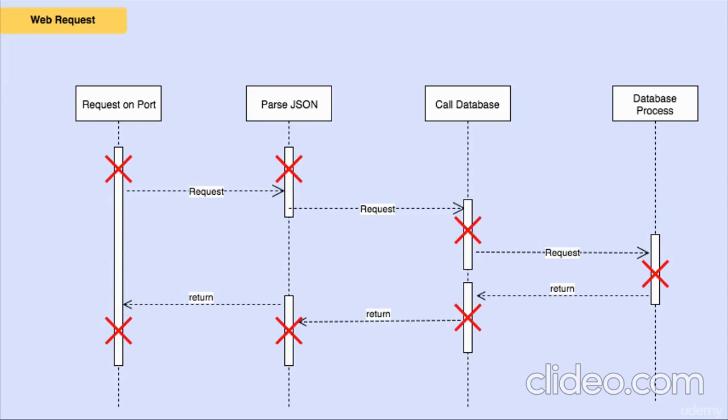Traditionally in a Jackson parser, there's blocking in that. Calling the database, there's blocking in that. So these are all instances of where blocking occurs.